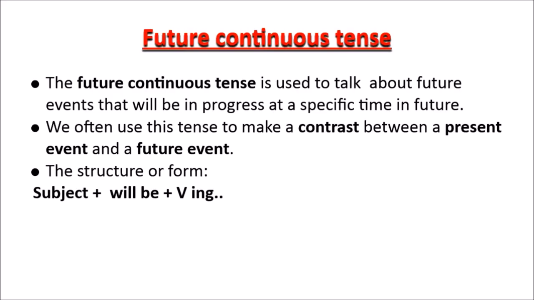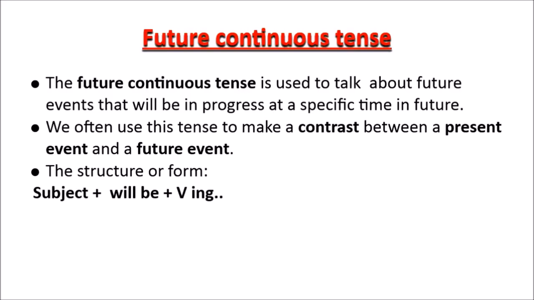So what they are trying to tell is, this tense is used to talk about future events that will be in progress at a specific time in future. So the actions that are going to happen in the future for a specific period of time. Okay, so look at the next sentence. We often use this tense to make a contrast between a present event and a future event. Contrast means difference between a present event and a future event.